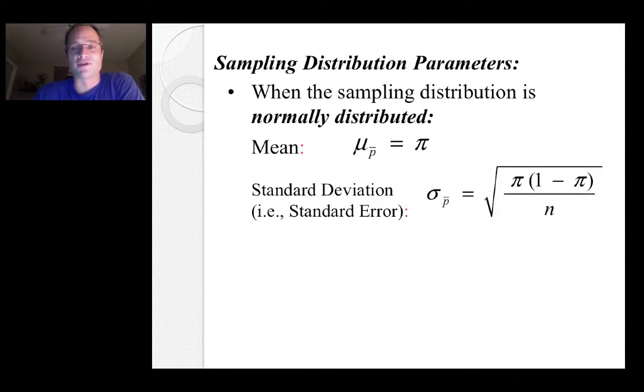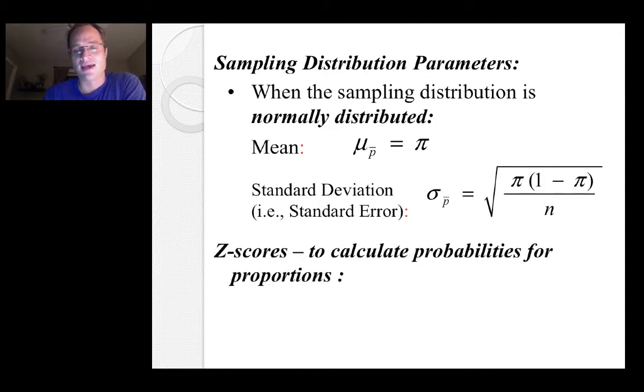When the sampling distribution can be considered normal, so if those two conditions are held, we have the fact that on average p bar equals pi, and the standard deviation, aka the standard error of this distribution, follows this formula: sigma sub p bar equals the square root of pi times the probability of success times the probability of failure over n.